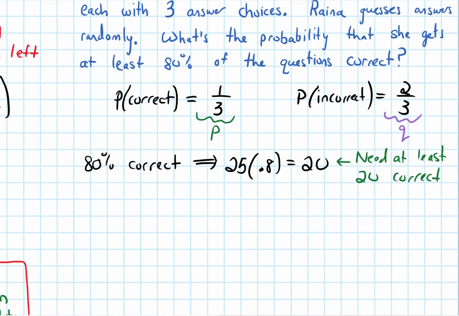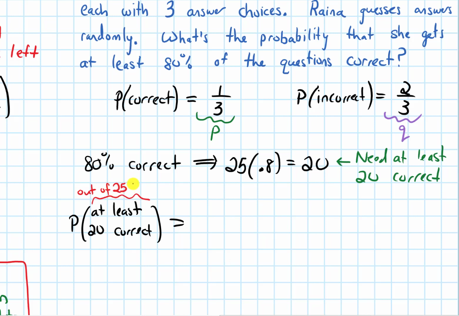All right, so at this point, if we try to write down the probability that she gets at least 20 correct, and when we say at least 20 correct, this is out of 25 total questions. There are several cases that we need to consider, because at least 20 correct could mean she gets exactly 20 correct. Maybe she gets 21 correct or 22 correct.